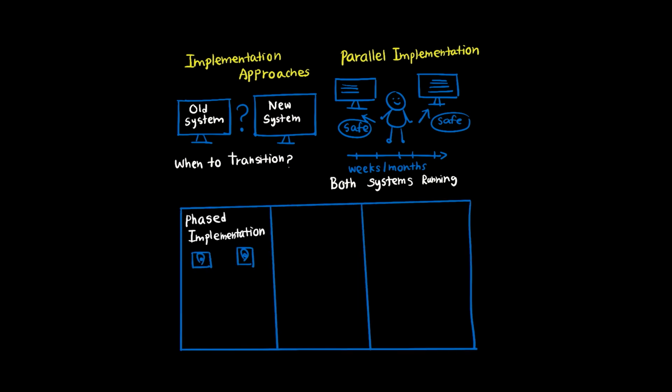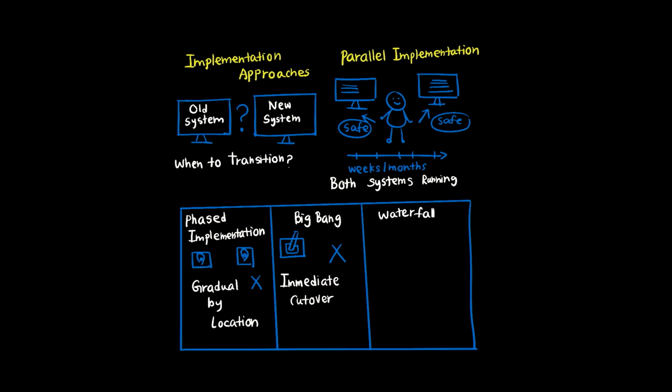Phased rolls out by location. Big Bang switches immediately. Waterfall is a development methodology, not deployment. Parallel runs both systems concurrently.